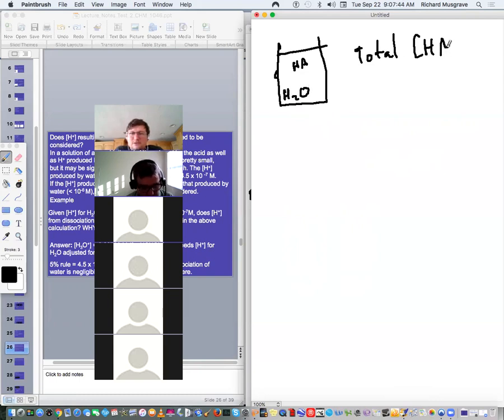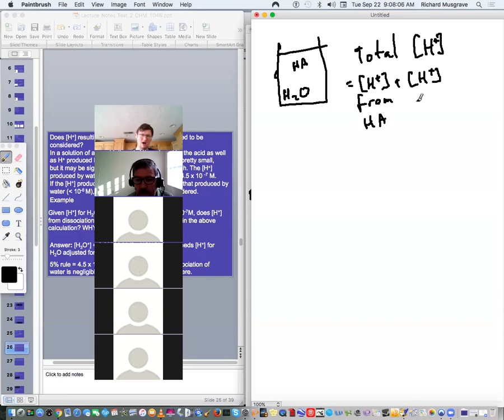The total H plus is going to be the concentration of H plus from HA, which is fine. But we're also going to get a concentration of H plus from water as well.